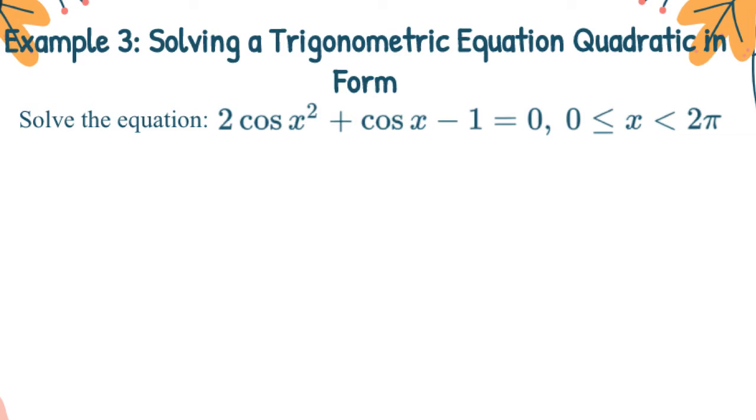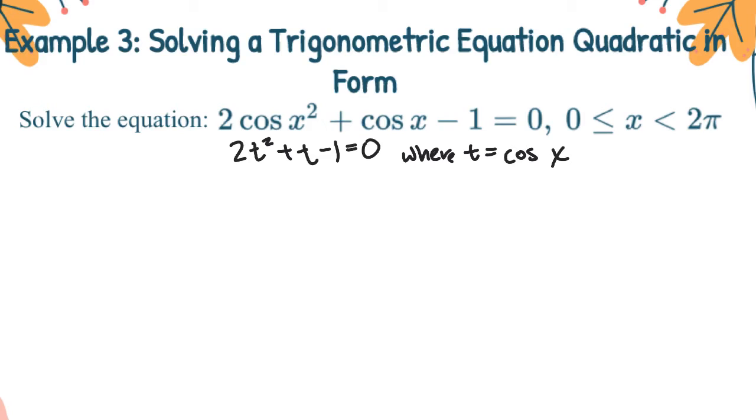Example 3, solving a trigonometric equation quadratic in form. So here we need to solve 2 cosine squared x plus cosine x minus 1 equals 0, and we need our solutions to be between 0 and 2 pi. The first thing we need to do is recognize that this equation is actually 2t squared plus t minus 1 equals 0 in quadratic form, where t equals cosine x.